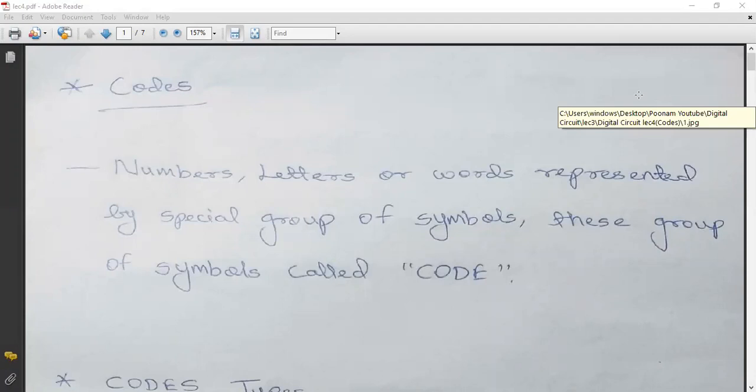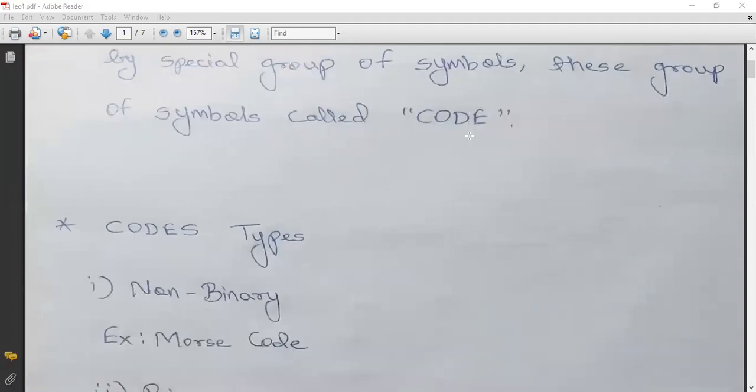In the last video, we have seen two types of number systems, that is the octal number system and the hexadecimal number system. Now in today's lecture, we are going to see types of codes. So let us begin. First, we will understand the meaning of codes. Numbers, letters or words that are represented by a special group of symbols. These symbols are known as codes. Okay, so let us see what the types of codes are.